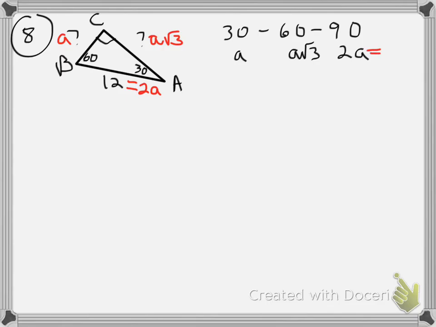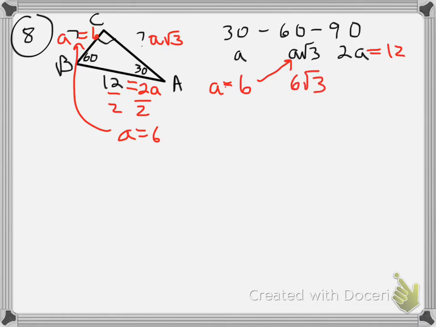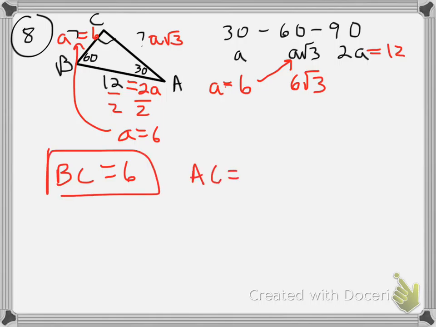This is equal to 12. So you can just divide by 2. So a equals 6. So this side is 6. So here it's 6. Well, if a equals 6, you plug it in here, and across from 60 is 6 root 3. So we know BC is 6, and AC is 6 root 3.